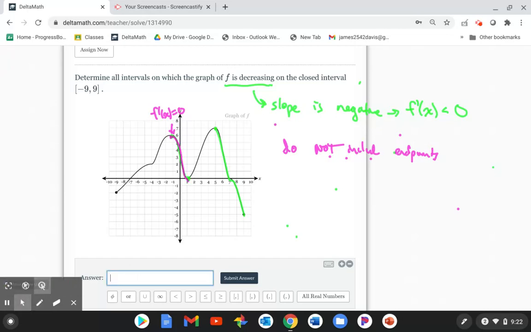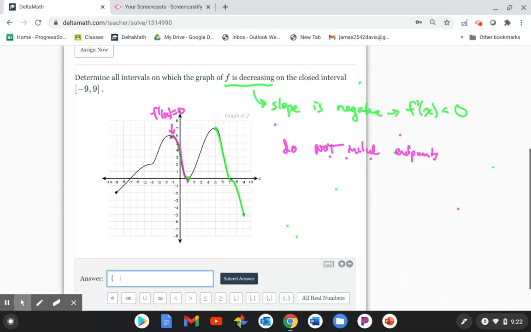So when we type this in, we're going to want to use a parenthesis. And that's going to be the x value from -1 up until +1. It is decreasing. Okay. And then we're going to do a union. And then it picks up again here at the x value of 5. Again, a parenthesis.